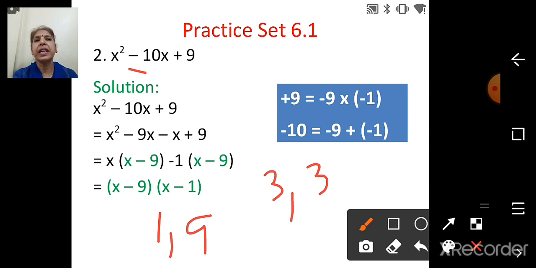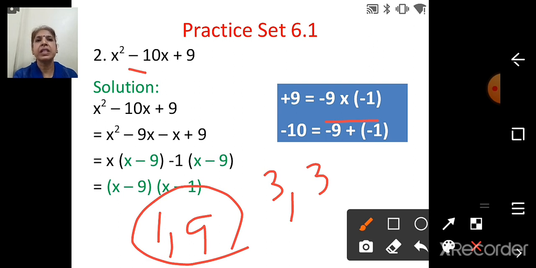Which one will we take? The one whose sum is 10: 1 and 9, right? So the factors we'll be taking are 1 and 9. As far as possible, first write the greater factor. So it is 9 and 1.